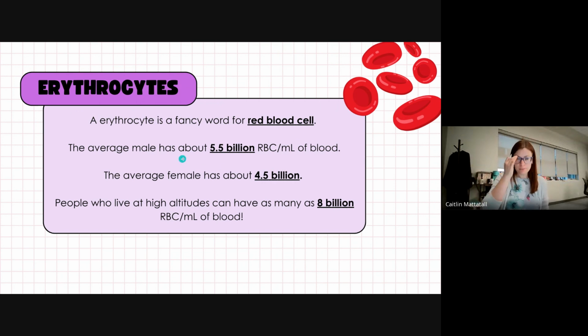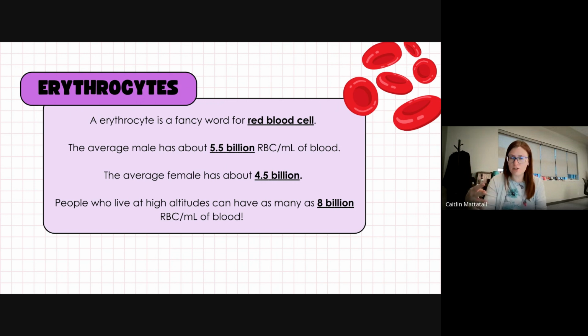The average male, if I were to come up to you, take a needle, poke your finger, and take a little drop of blood, and we were to analyze it under the microscope, the average male will have about 5.5 billion red blood cells in that single drop of blood. Females, on the other hand, will have approximately 4.5 billion.